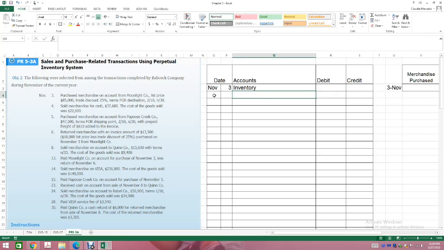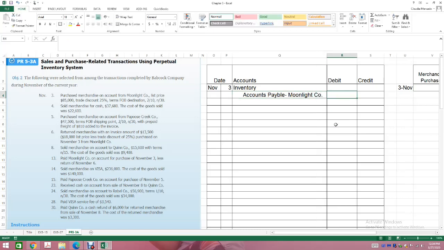Now, how did you pay for these goods? It says here that you purchased them on account. If you purchase them on account, then we're going to credit an account called accounts payable. We owe this money to Moonlight Company, and we need to reference the name of the vendor. In this case, we are buying on account from Moonlight Company. So we debit inventory and we credit accounts payable. And I misspelled payable, guys. Payable. There we go.